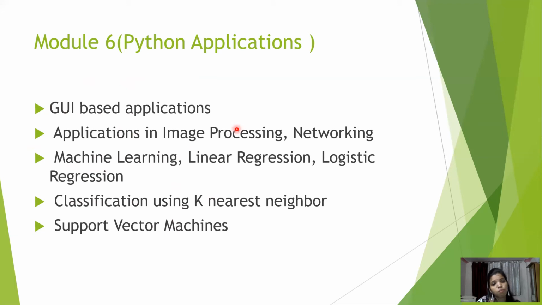So what is the summary? Module 1 is basics, variables, identifiers, loops. Module 2 functions. Module 3 classes. Then module 4 is interfacing, then module 5 is libraries, and module 6 is Python application.